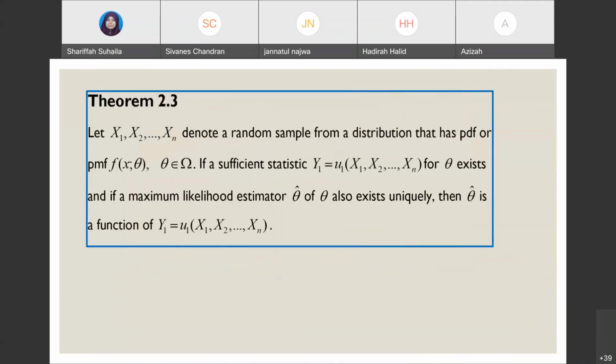The theorem states that if a sufficient statistic y1 for theta exists, and if a maximum likelihood estimator theta hat of theta also exists uniquely, then theta hat is a function of the sufficient statistic. So the keyword here is unique. That means we have only one theta hat for the MLE. Then theta hat is a function of the sufficient statistic.